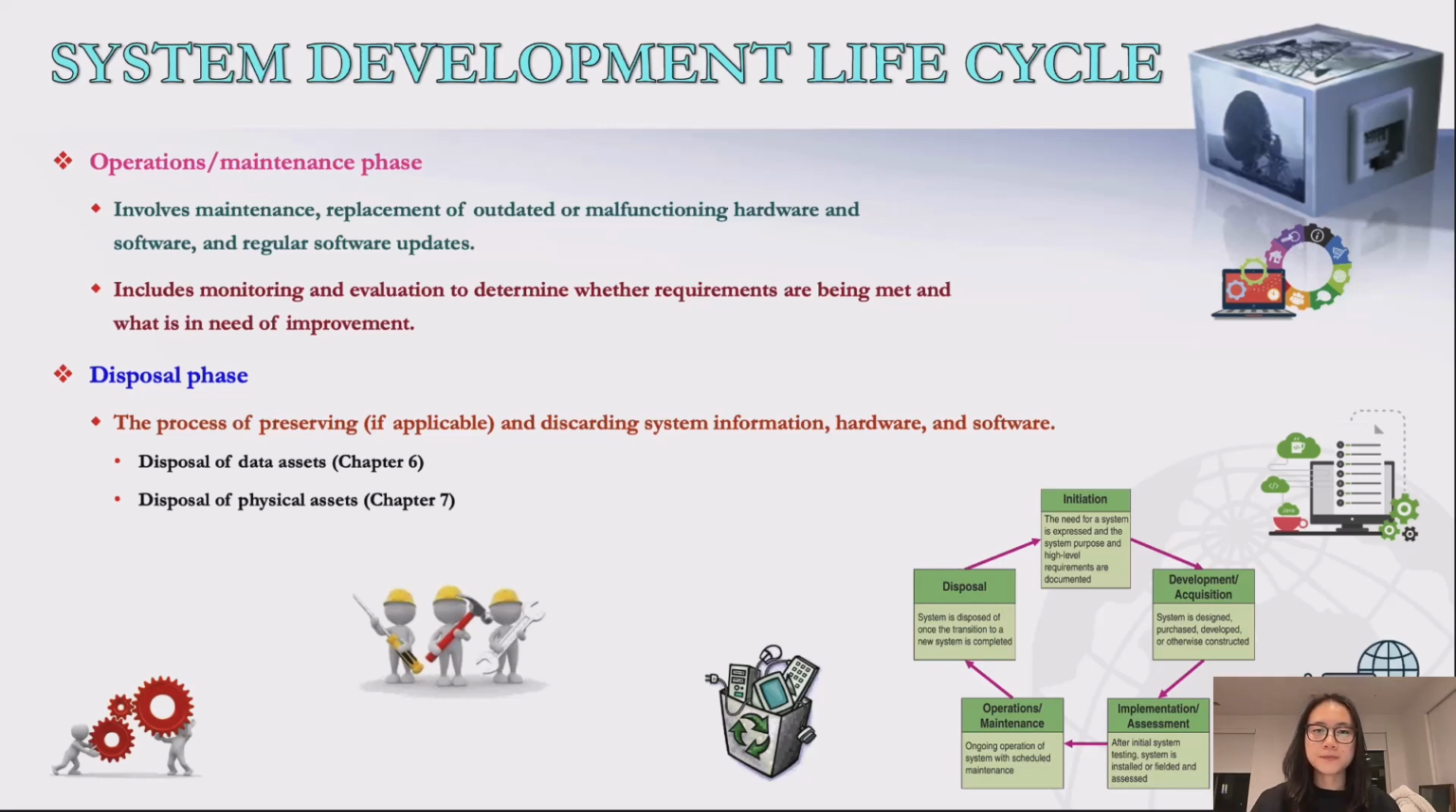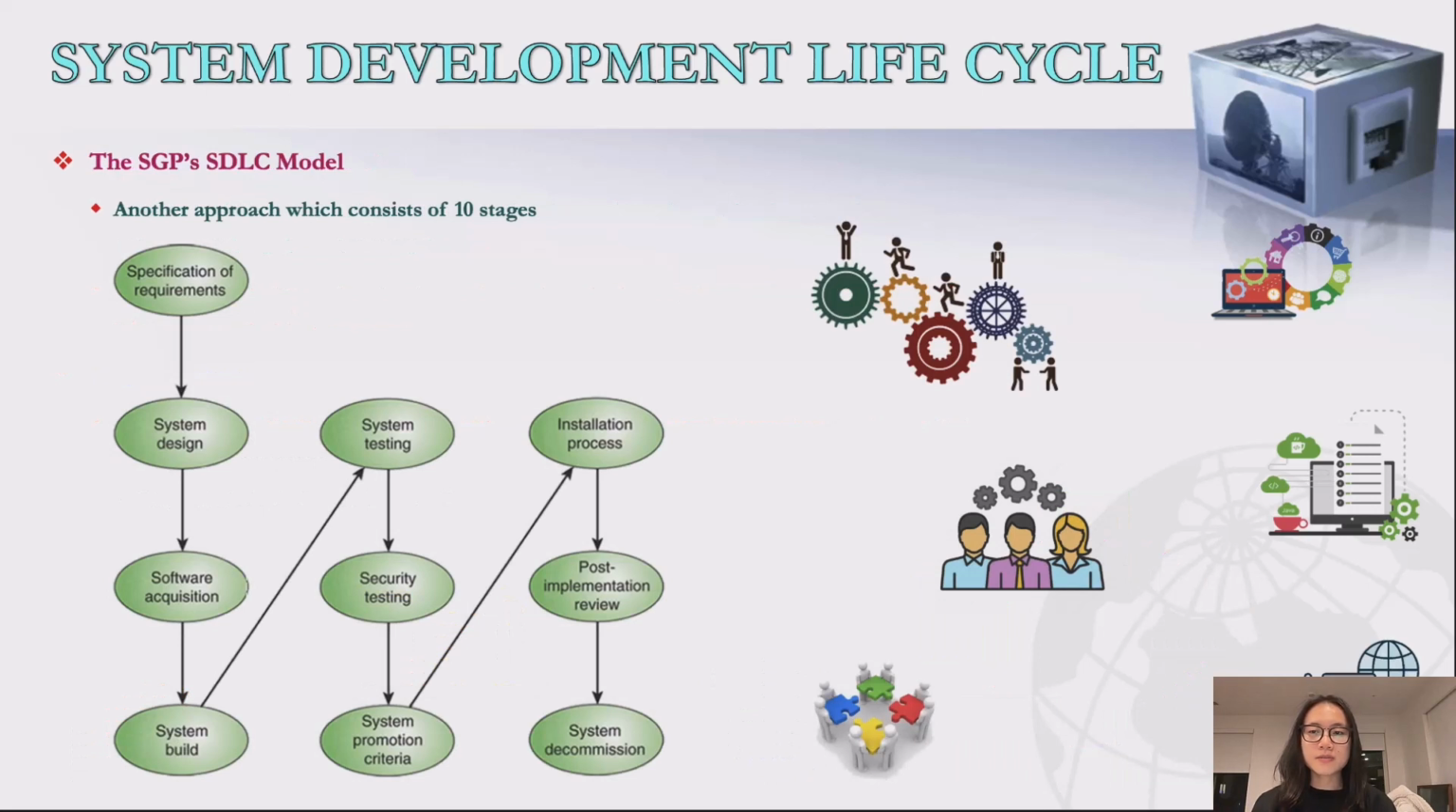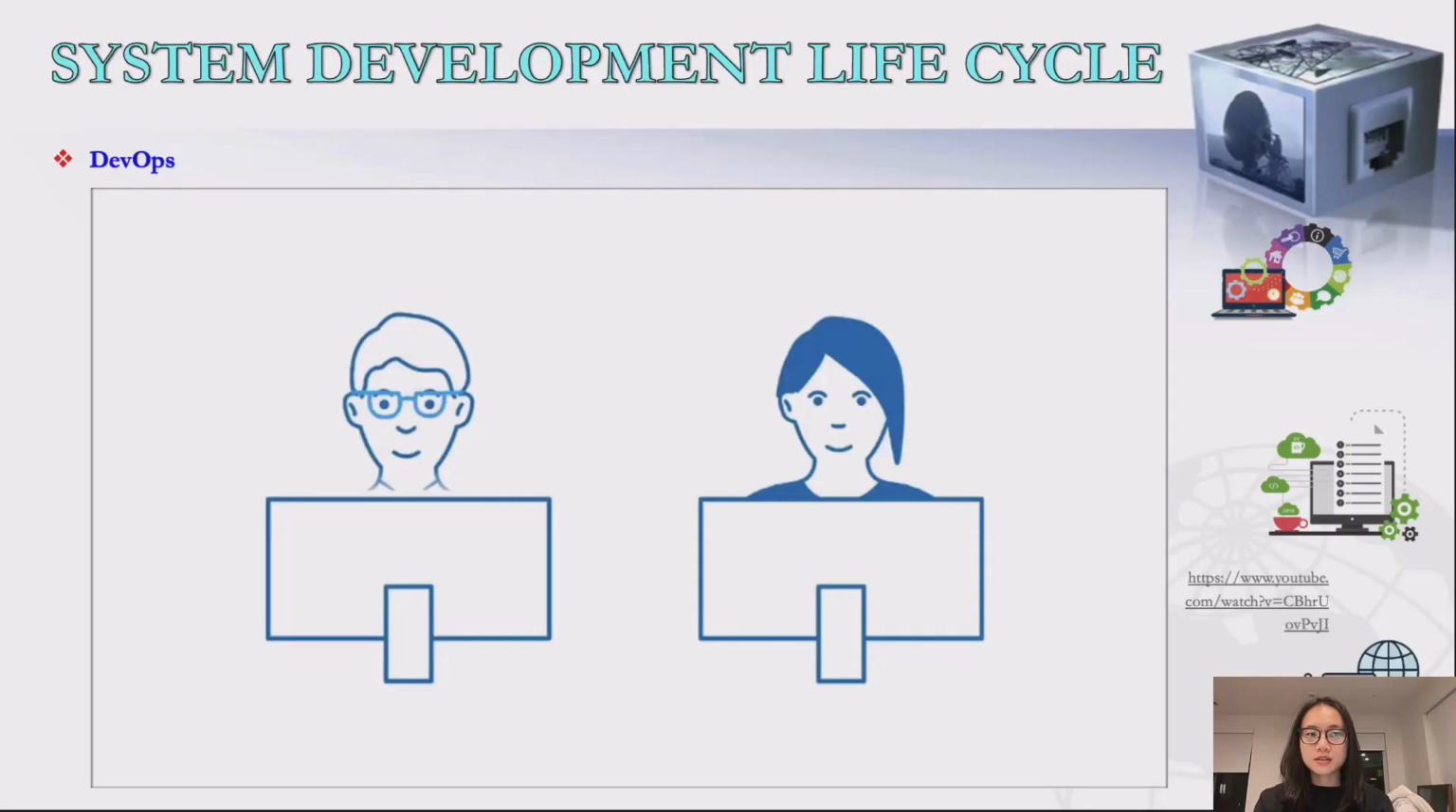Another system development lifecycle model is proposed by the Information Security Forum's Standard of Good Practice for Information Security. It defines the lifecycle in 10 stages. You can review them on this slide. The development and operations is an important approach in the system development lifecycle. It is a software development approach that promotes a more cohesive collaboration between development and operations. Let's watch a video introduction first.